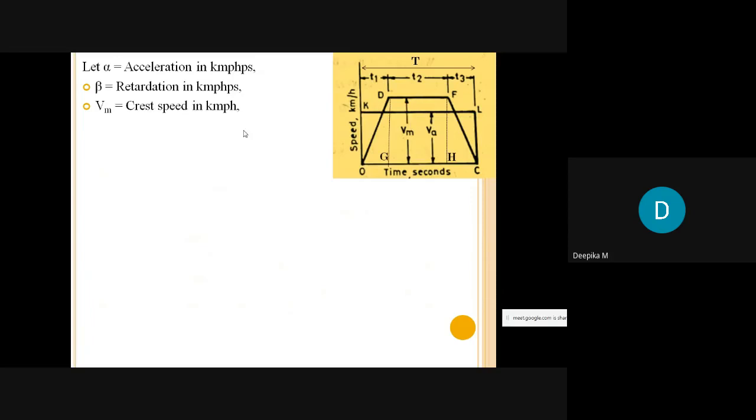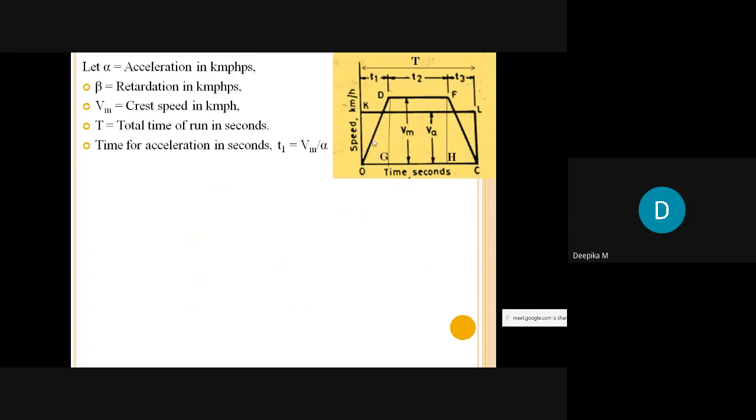So the speed unit is kilometer per hour, and the acceleration and retardation unit is kilometer per hour per second. And T is the total time of run in seconds. You can see here, this is the total time of run, that is, the total time required by the train from the starting station to the ending station.